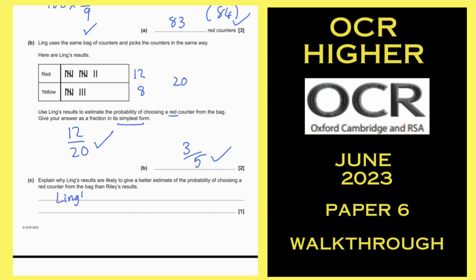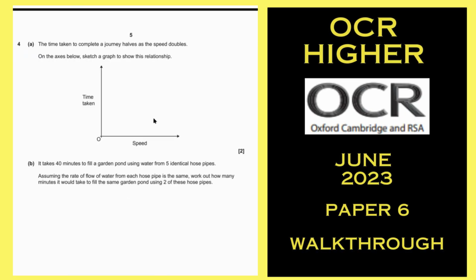Ling's done more. Not the greatest English, but Ling's done more. Ling has more results. Riley has fewer results. Riley's not done the experiment as many times. Any simple word or phrase to that effect, referencing that Ling has done the experiment more times than Riley. Don't waffle or overcomplicate.